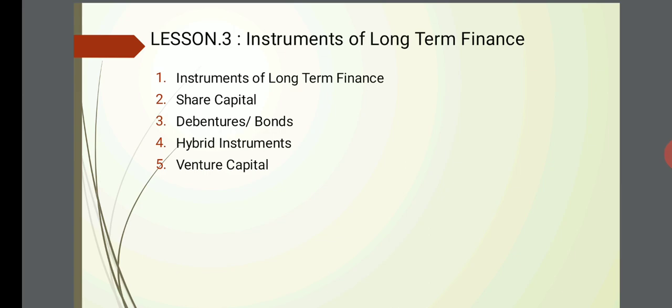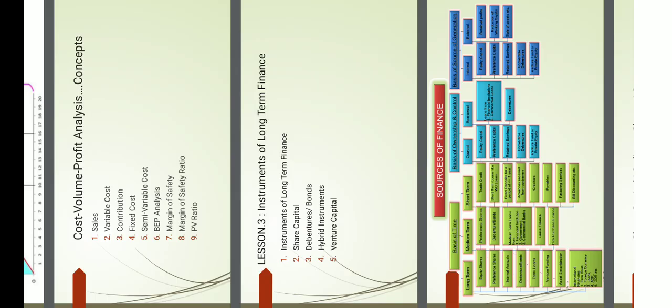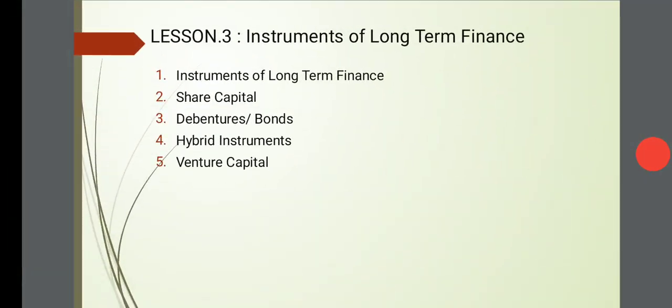Today we'll go for lesson 3, which is instruments of long-term finance. We already completed introduction to financial management, scope, nature, function, etc. Then we have completed DuPont analysis. Then we completed CVP analysis and economic value addition concept. Now let us go for instruments of long-term finance.